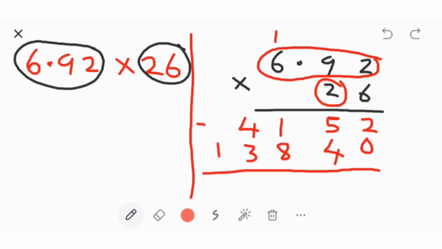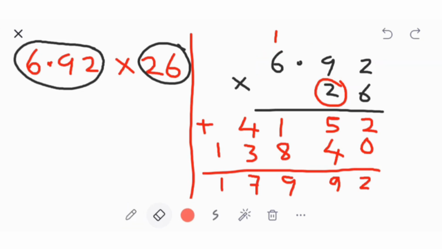Then you add. 2 plus 0 is 2. 5 plus 4 is 9. 1 plus 8 is 9. 4 plus 3 is 7. And then you write your 1 again. Now here comes the question. Where will the decimal point be?